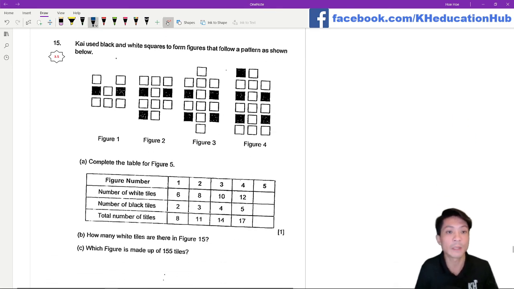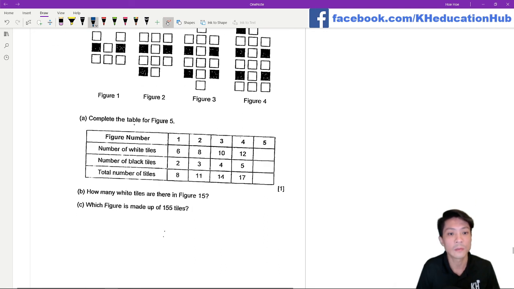The next question is a number pattern question. I use black and white squares to form figures that show the pattern below. Complete the table for figure 5. Let's take a look at figures 1, 2, 3, 4, 5. The number of white tiles will be 6, 8, 10, 12. So it's always plus 2, plus 2, plus 2. So I would expect this to be 14. The number of black tiles is 2, 3, 4, 5. So obviously it's going to be 6 over here. The total number of tiles is 8, 11, 14, and 17. So it's always plus 3, and plus 3. So 17 plus 3 will give me 20.